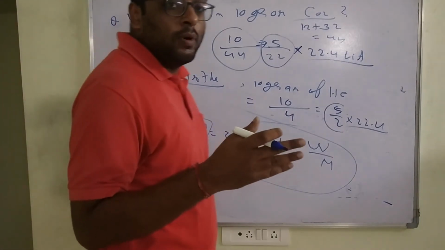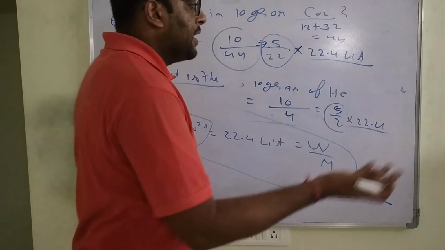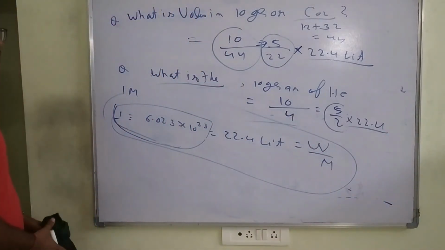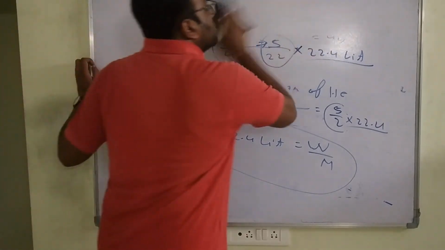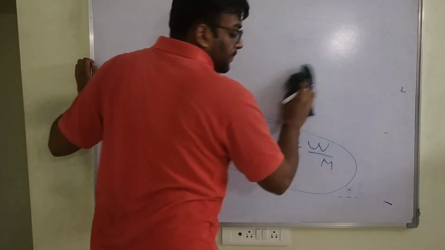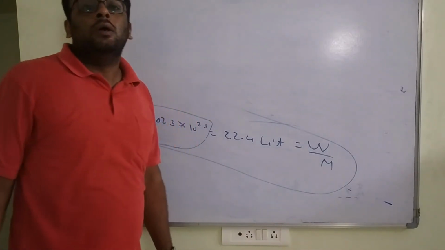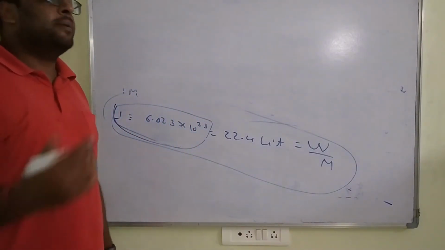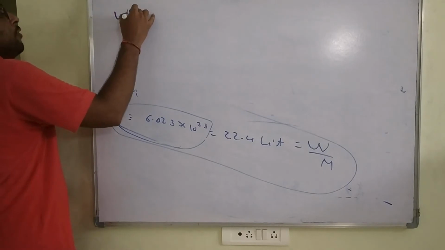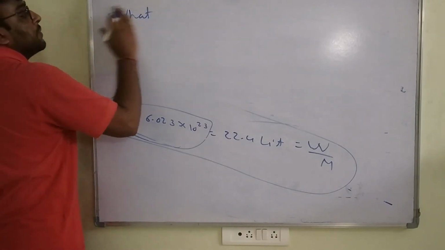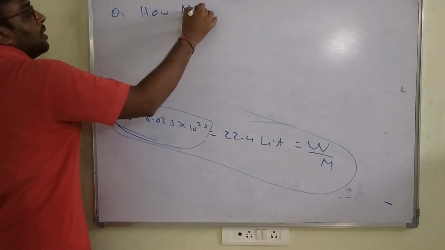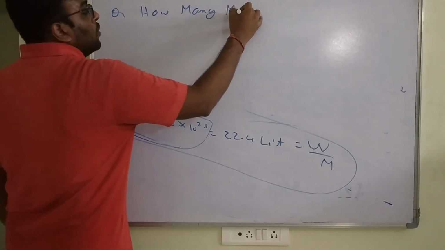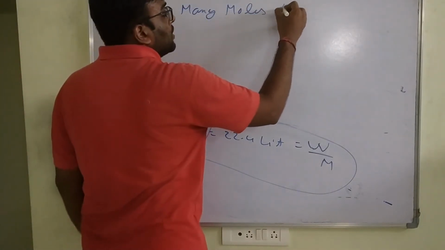Suppose I am given grams. This is the forward direction. Now we solve in the reverse direction. I am rubbing this, I hope you will write it down. Suppose the question is like this: how many moles are present?